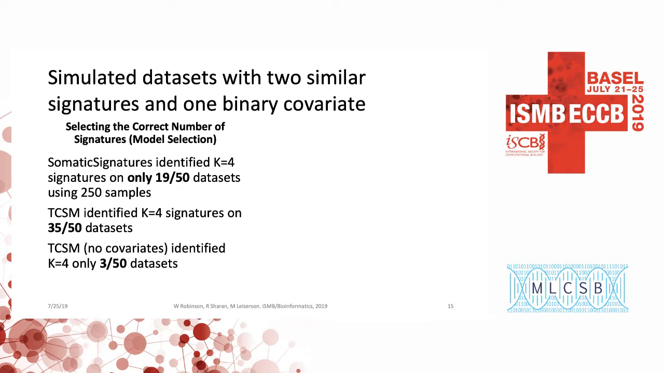We identified 2 main issues with the existing approaches. The first is the problem of model selection. The existing approaches really struggle to distinguish between these similar signatures. More often than not, they identified k equals 3 as the correct number of signatures, while our approach identified k equals 4 on most of the data sets. And our approach that didn't use the covariates actually performed even worse than the NMF-based approach, showing that this improvement is due to the incorporation of the covariates.